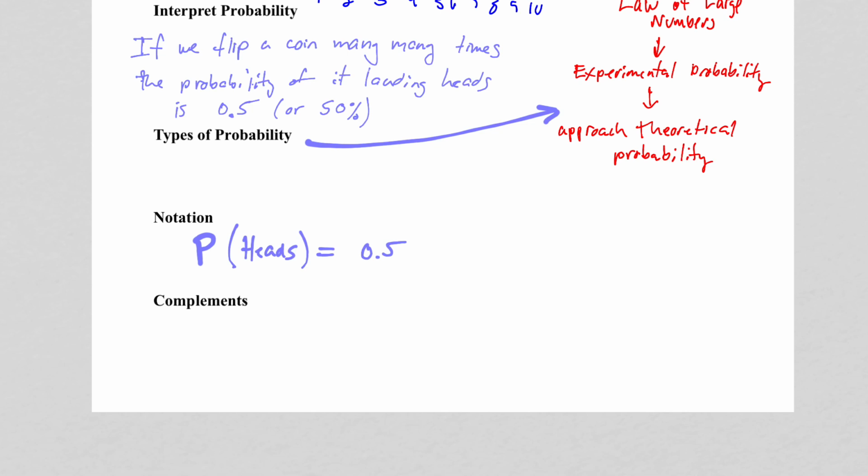Now, complements. Two events are complements if they sum to 1. So say we know the probability of heads is 0.5. Well, what's the probability of getting tails? We could just subtract the probability of getting heads from 1, and we would get 0.5, which we already knew, obviously, going into it.